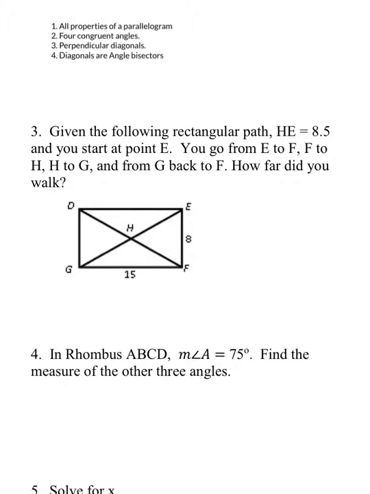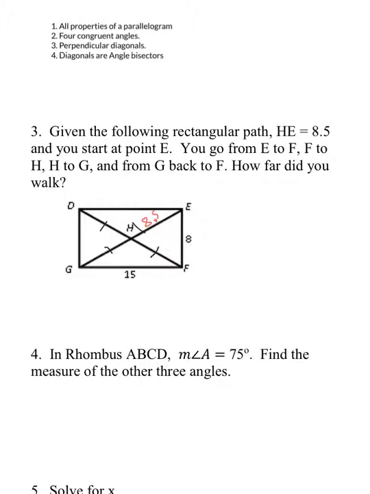Number 3. Given the following rectangular path, HE is 8.5, and you start at point E. They're going to have you walk a path, but the important thing to know is in a rectangle, the diagonals are congruent and bisected. So what that means is all the halves of the diagonals are congruent, so that, and that are all the same.